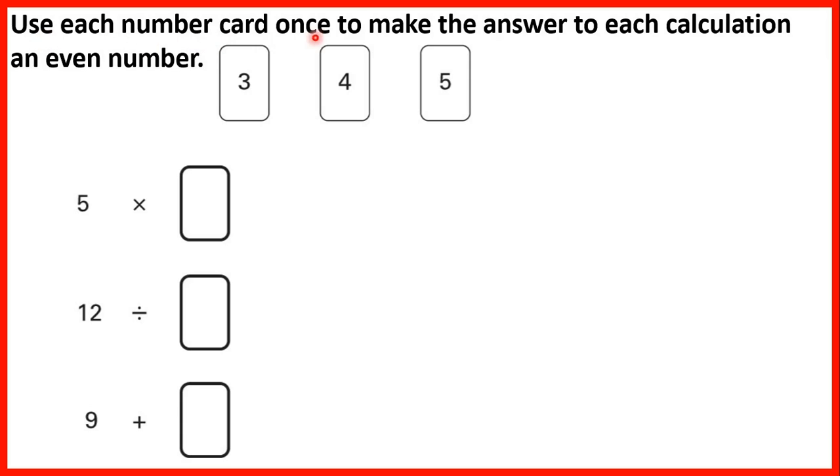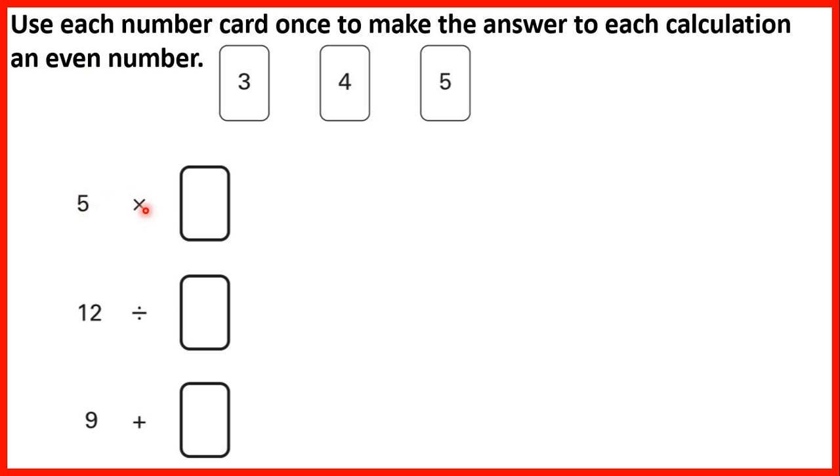Use each number card once to make the answer to each calculation an even number. So we have 3, 4 and 5, and we need to remember that an even number is a number that ends in 0, 2, 4, 6 or 8. So that's a number in the 2 times table.